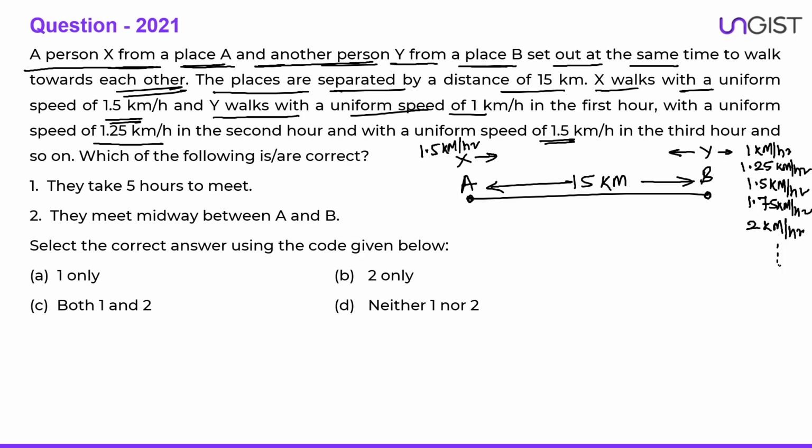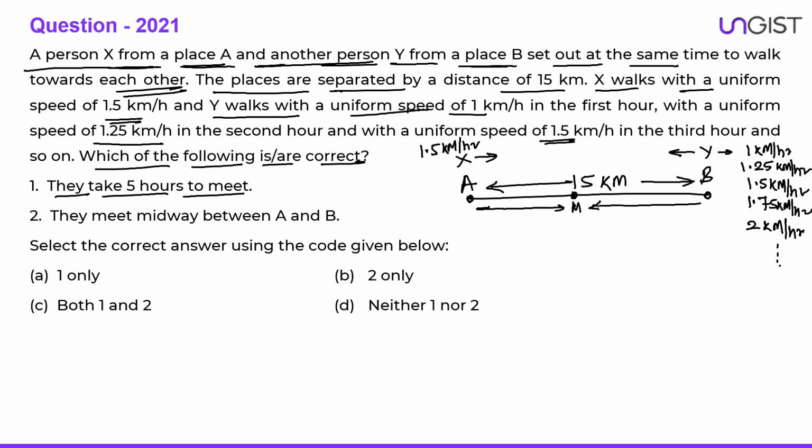After that, the question is: which of the following is or are correct? So we will solve this question based on the statements. The first statement says they take 5 hours to meet. Suppose the meeting is taking place at this point, let's say M. X is covering this distance and Y is covering this distance to come to this point. So obviously together they will cover 15 kilometers, right? Guys, please mind it. To meet, together they will cover 15 kilometers.